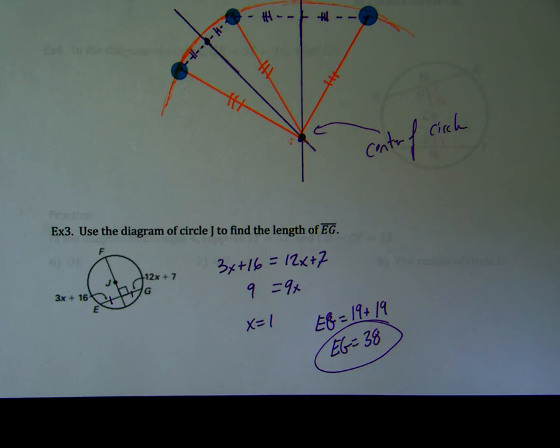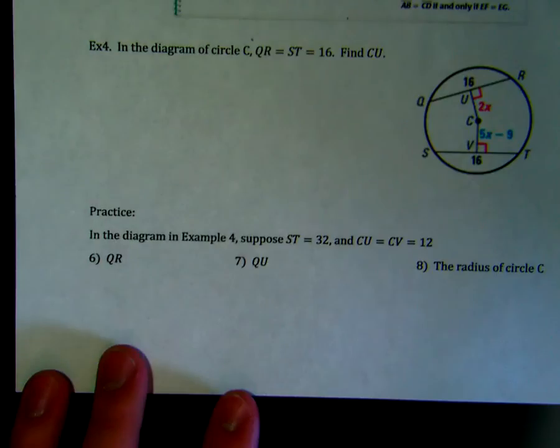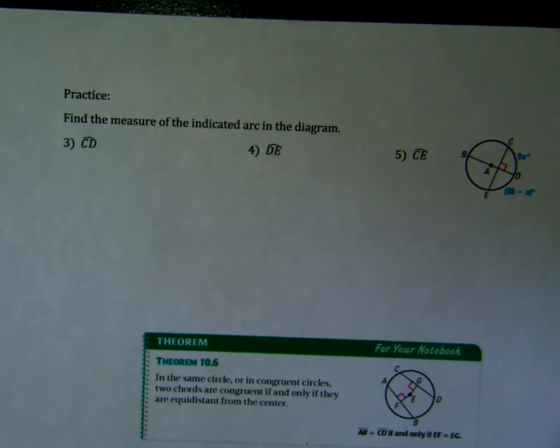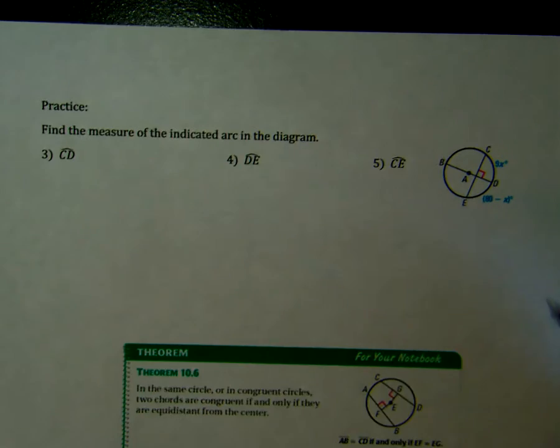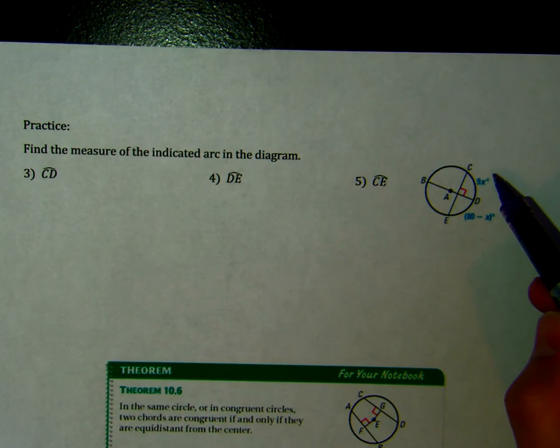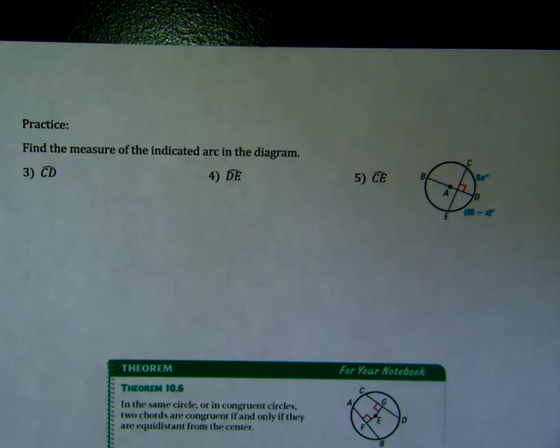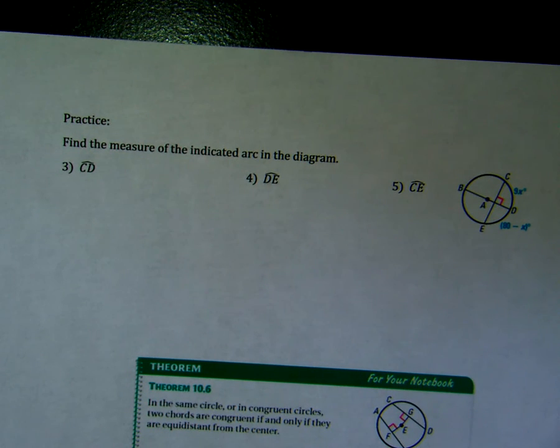On to the last piece here. 3 quick practice questions. Just pause if you can, and then we'll jump right back in. These are not zeros, these are degree symbols. This is just 9x and 80 minus x. Just pause right here and try these real quick.